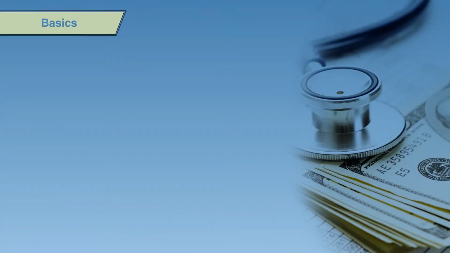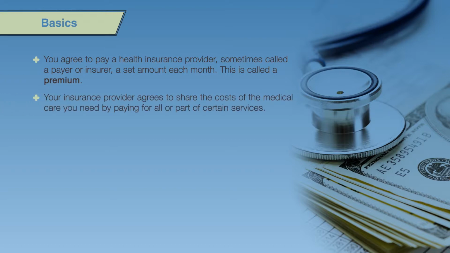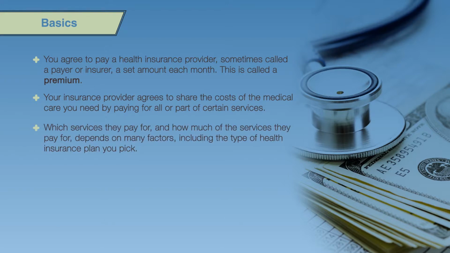Medical care is expensive. Many people cannot afford to pay for their care in its entirety on their own, especially if they sustain a serious sickness or injury. Therefore, an agreement was designed with a health insurance provider, sometimes identified as a payer or insurer. The first part of the agreement is that you, as the patient, will pay a set amount to the insurance provider each month. This is referred to as a premium. The second part of the agreement is that the insurance provider, in exchange for the premium, agrees to share the cost of the medical care that you need by paying for all or part of certain services. Which services they pay for and how much of the services they pay for depends on many factors, including the type of health insurance plan that was chosen.